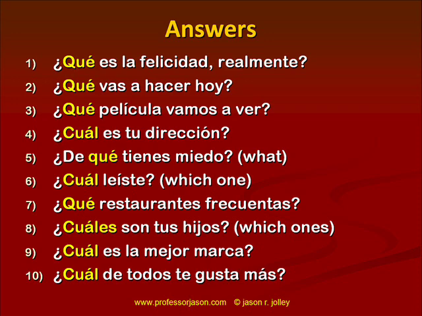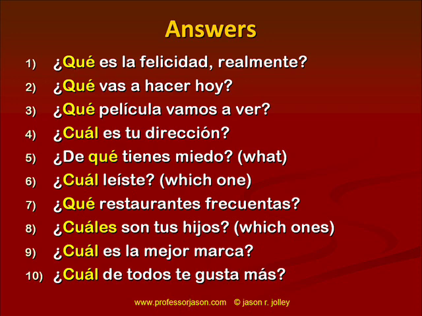The reason, we have a form of the verb ser. It's always going to be cuál. Number 5, ¿de qué tienes miedo? What are you afraid of? Okay. Number 6, ¿cuál leíste? Which one? We're using cuál because we're talking about which one, a selection, but that noun is not actually present. Number 7, ¿qué restaurantes frecuentas?